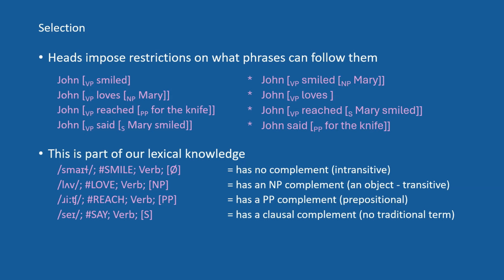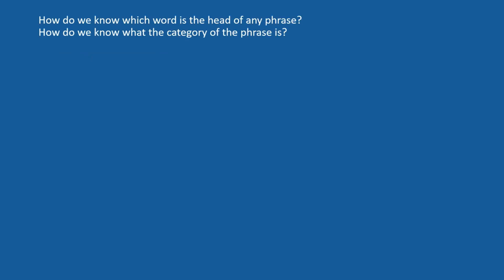Love, on the other hand, selects for an NP complement. NP complements are traditionally referred to as objects, and verbs which have objects traditionally are referred to as transitive verbs. Reach is the kind of verb that has a prepositional phrase complement, and they are traditionally referred to as prepositional verbs. Say is the kind of verb that has a sentence or a clausal complement. There's no traditional term for such verbs.